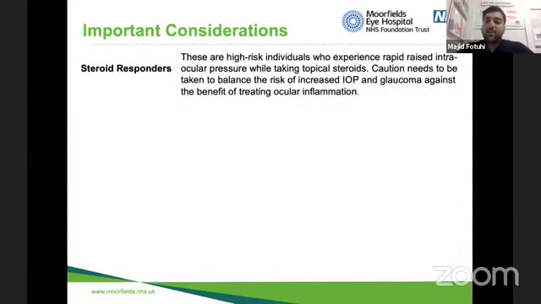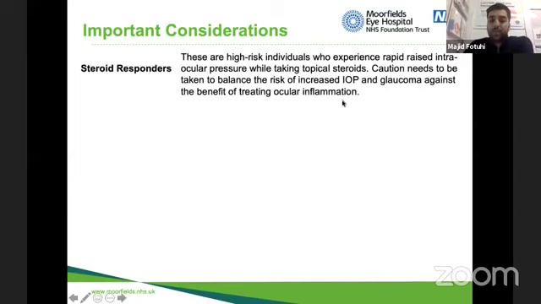Further to consider regarding steroids, we need to be wary of our patients who are known as steroid responders. These are patients that are high risk and they have a rapid rather than an insidious increase in their intraocular pressure, and this is whilst they're taking topical steroids. So again, we need to balance the risk of their intraocular pressure increasing and their risk of glaucoma against the benefit of treating their inflammation. Often these patients are higher risk of complications due to this, and it's really always a consultant-led decision of how to manage these on a tapering course of steroids.